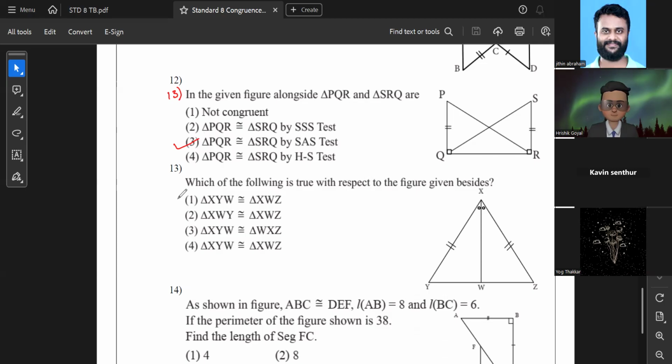14th one. Which of the following is true with respect to the figure given beside? So X, Y, W and X, Z, W होना चाहिए ना. The second option is making अच्छा sense. Yes sir. Okay.